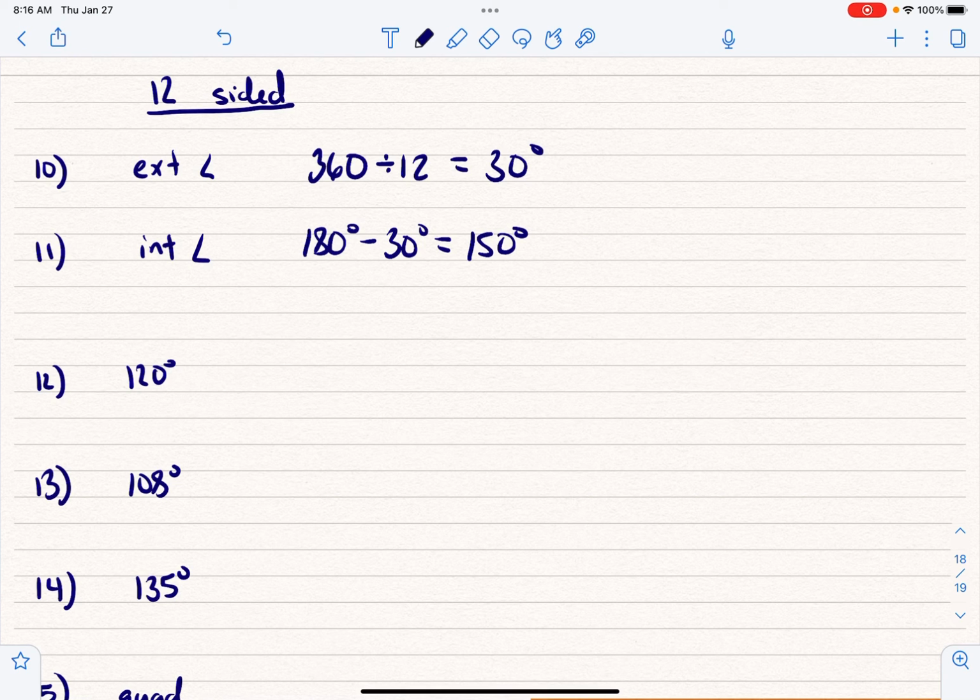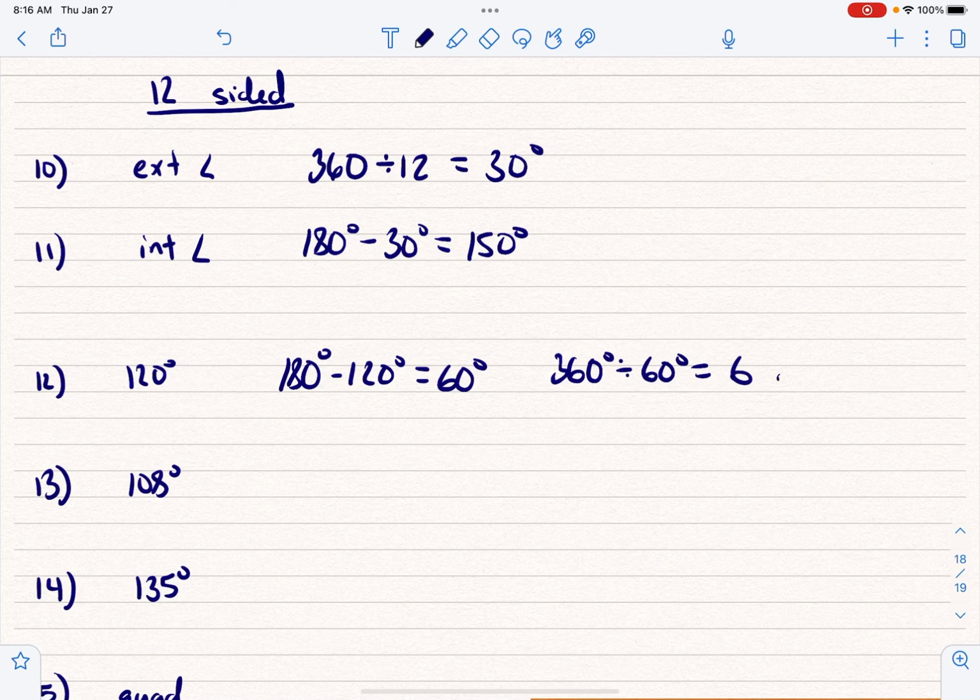The next three gave you an interior angle and is asking, hey, how many sides you got? And so all you have to do is find the exterior angle. Okay, so you go 180 minus 120 would give me 60. And then you just say, how many 60s are there in 360? And the answer is 6. So it'd be 6 sides.